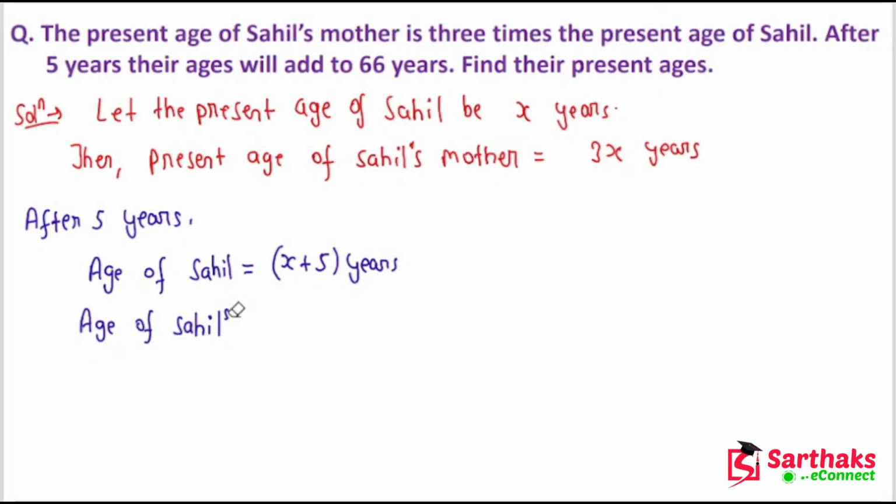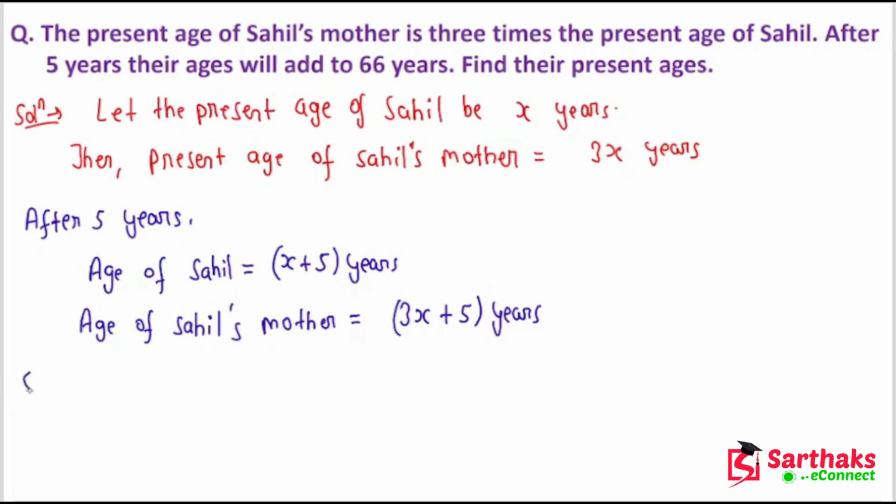After 5 years, the age of Sahil's mother, who is now 3x years old, would be 3x plus 5 years. Simple. Now what the question says is that their ages after 5 years, that is, when you add these both ages, they will add to 66. That is, their sum would be 66.